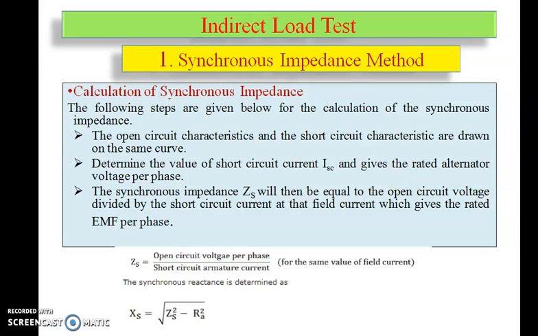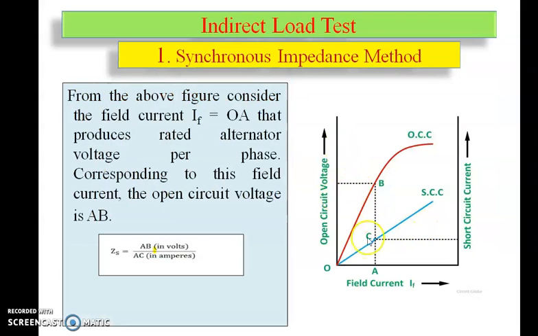Okay, now for finding out the synchronous impedance by using the OCC and SCC test, you should draw both curves on the same graph, and second one, determine the value of short circuit current ISC and give the rated alternator voltage per phase. Synchronous impedance ZS will then be equal to open circuit voltage divided by the short circuit current at that field current which gives the rated EMF per phase. Simply put, तुम्हाला हा दोन्ही ग्राफ एकाच ग्राफवरती ड्रॉ करायचा आहे, दोन्ही कर्व.